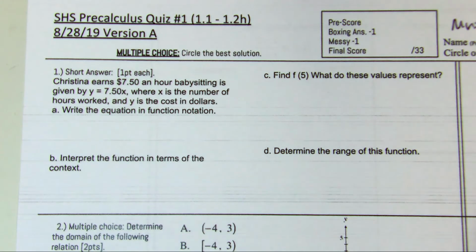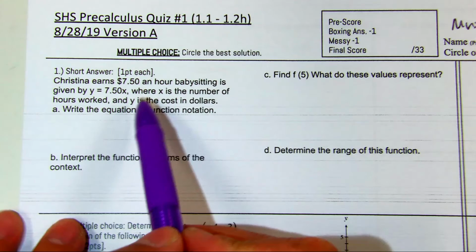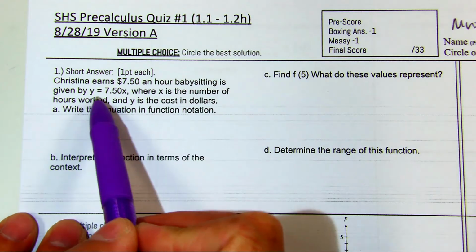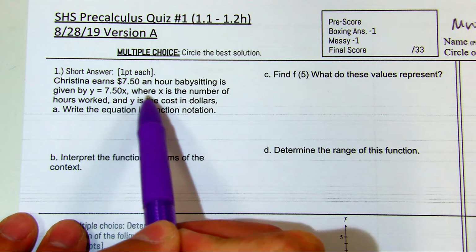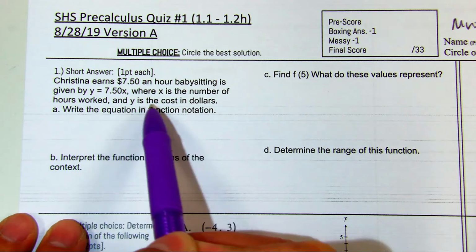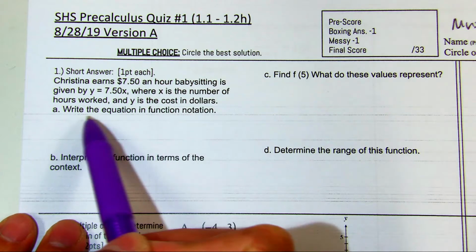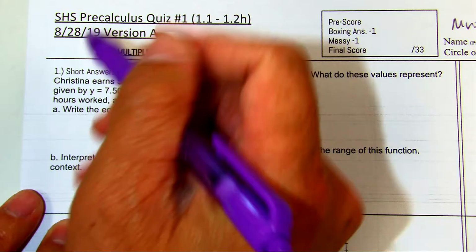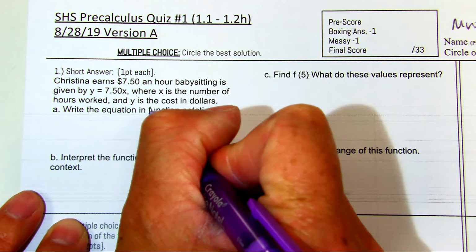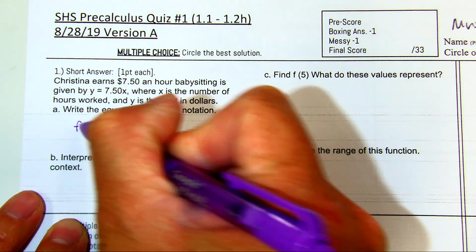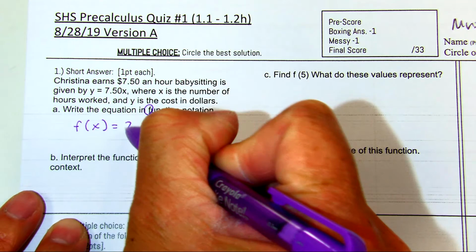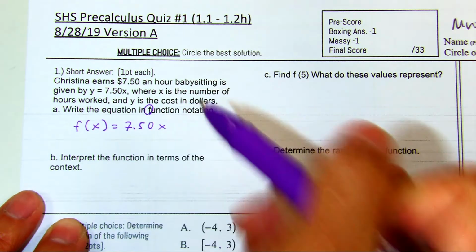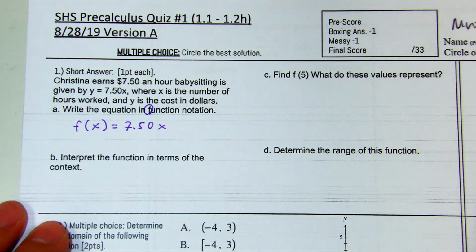Christina earns $7.50 an hour babysitting. And it's given by y equals 7.50x, where x is the number of hours worked and y is the total cost in dollars. Write the equation in function notation. Function notation starts with an f. So f of x equals 7.50x. Or you could have written g of x, h of x.